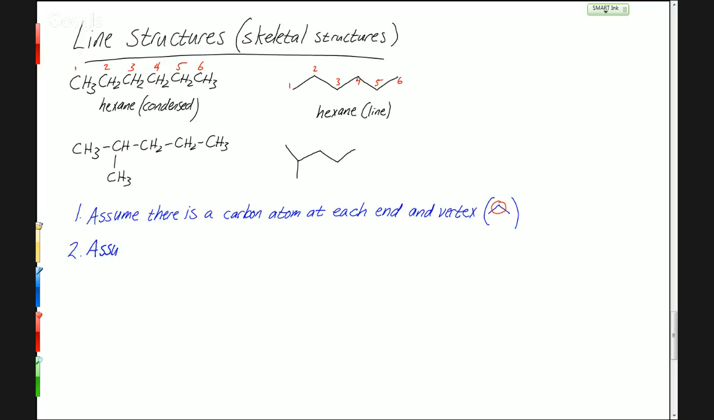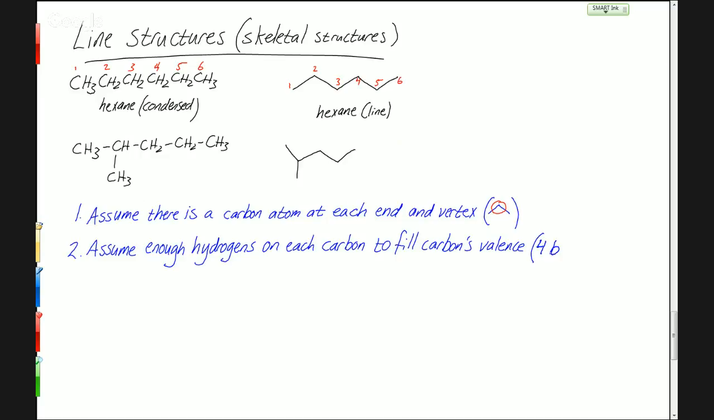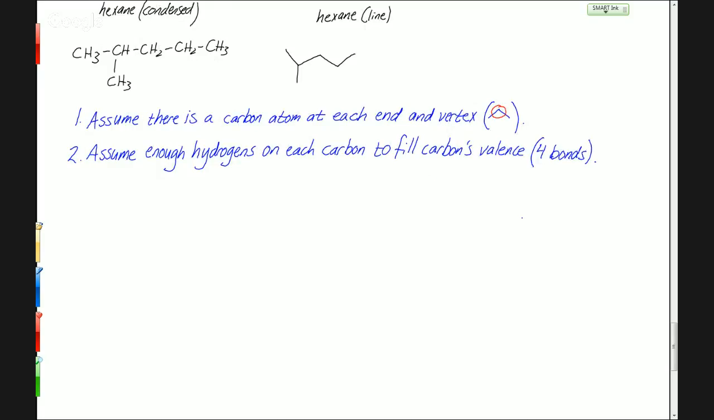Second, we're going to assume enough hydrogens on each carbon to fill the valence, which we know is just another way of saying 4 bonds. So we assume that there are enough hydrogens on each carbon to fill the valence. That means that, whoops, sorry, back here. If I draw a structure like this, we're going to assume there are 2 hydrogens on that carbon. Everybody see that? It already has 2 connections.